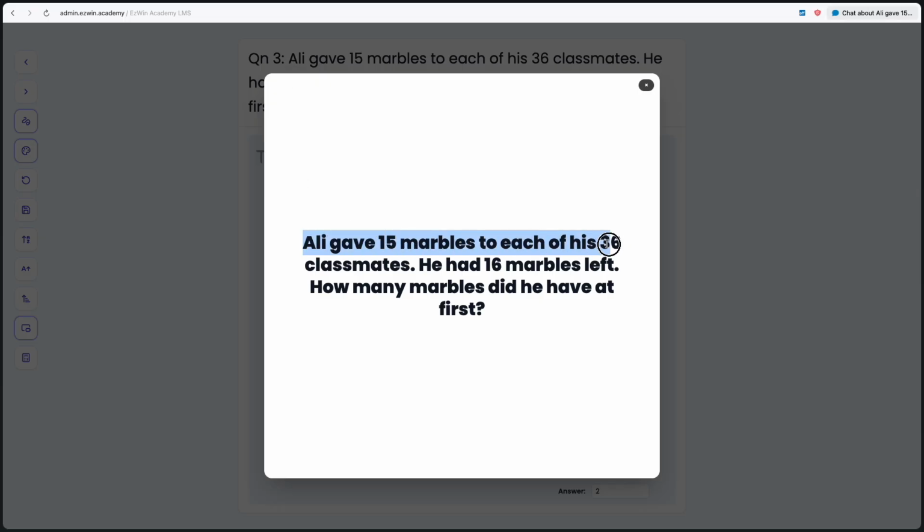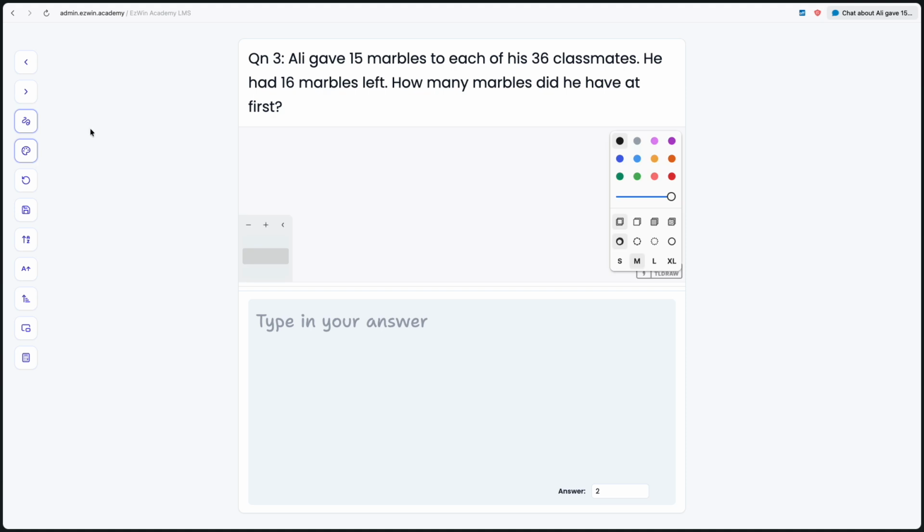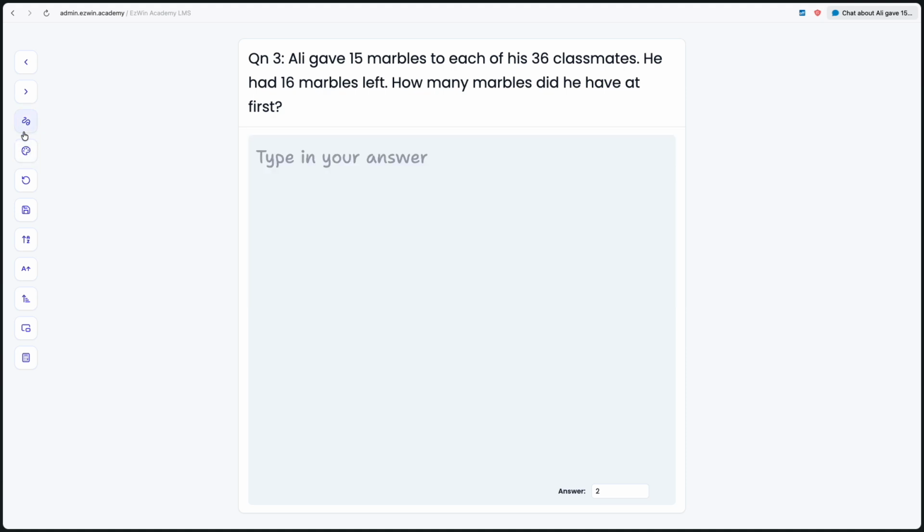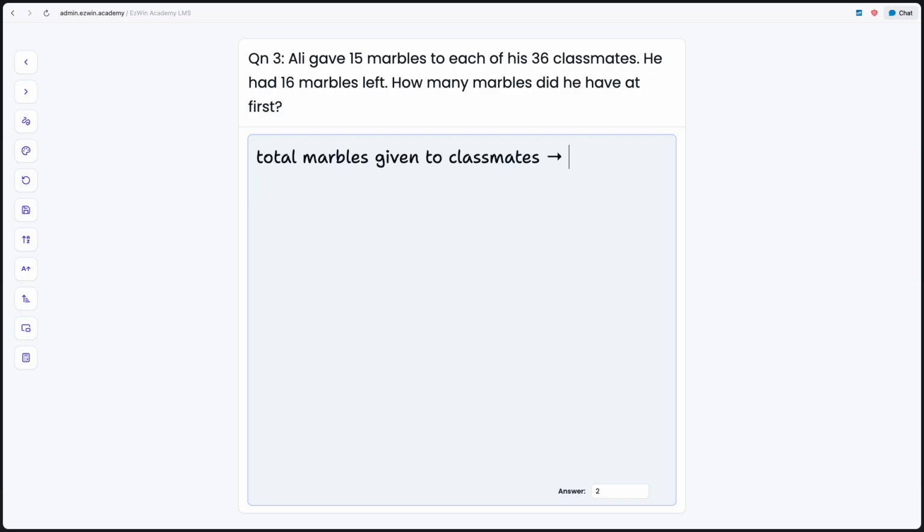Ali gave 15 marbles to each of his 36 classmates. He had 60 marbles left. How many marbles did he have at first? So I think this is pretty straightforward. What we can do is: total marbles given to classmates is equal to 15 times 36.